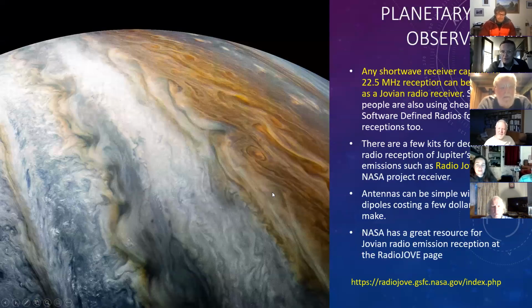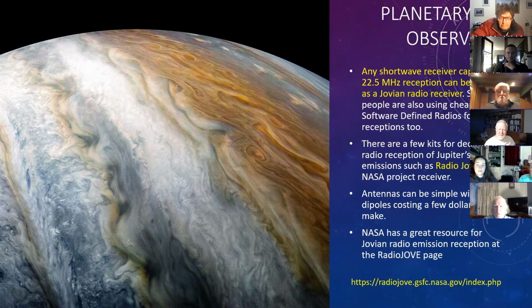All right, so looking at Jupiter then, any shortwave receiver capable of 22.5 megahertz reception can be used. Some people use amateur radio receivers. They're available on the second-hand market. They're not exactly cheap, but they're not too expensive for a fairly simple one.